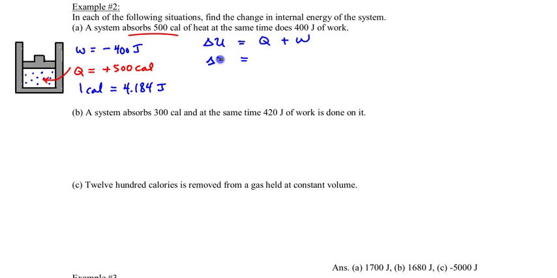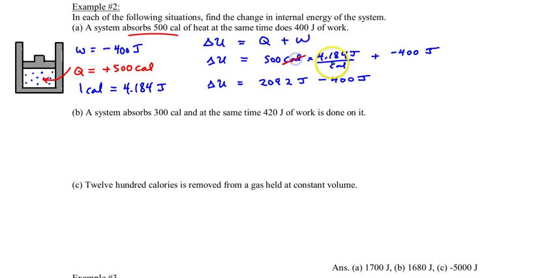So we'll need to convert those calories to joules. In our next line, our change in internal energy will be equal to 500 calories multiplied by 4.184 joules for every calorie, plus a work done of negative 400 joules, because the system is doing work on the surroundings. The 500 calories multiplied by 4.184 joules per calorie gives you 2,092 joules, and then negative 400 joules, which gives you a change of internal energy of 1,692 joules, which we can round off to approximately 1,700 joules.